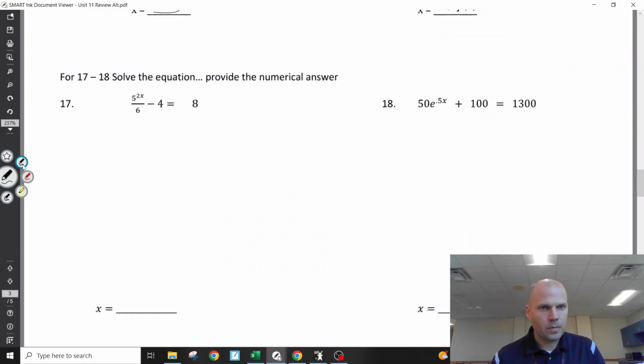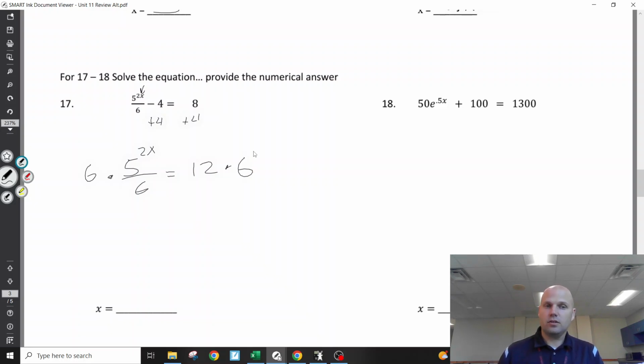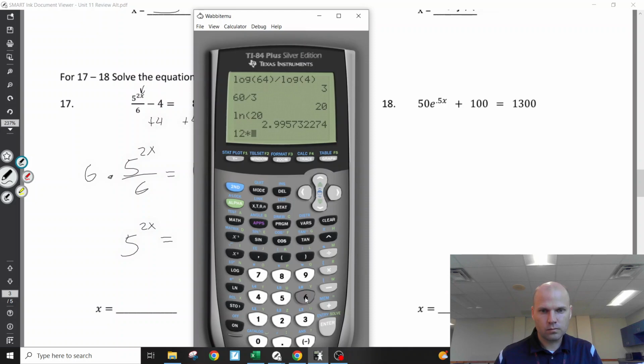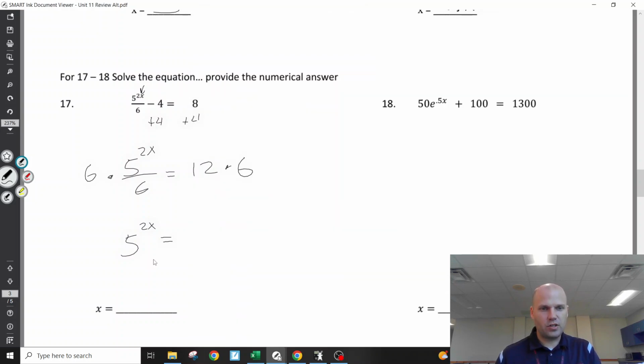Okay. What's bothering the x? Well, it's in the exponent of 5. It's being divided by 6 and subtracted by 4. Let's get rid of the stuff being subtracted first. Let's get rid of the stuff that is being divided by multiplying. Okay? Get rid of that first. 72.